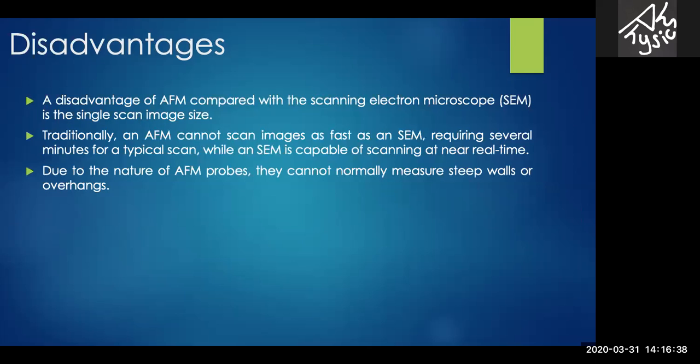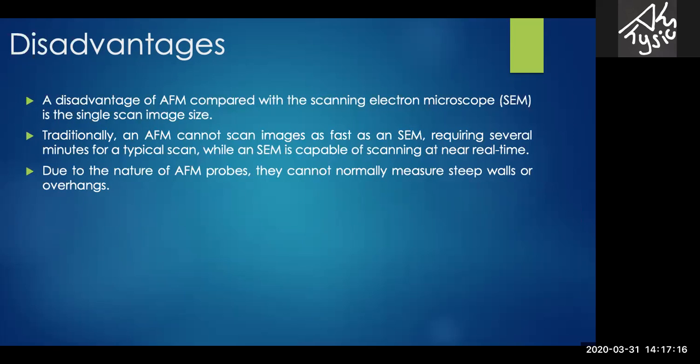The disadvantages of this system. A disadvantage of AFM compared to scanning electron microscopy is the single scan image size. The scanning electron microscope can image an area on the order of square millimeters with a depth of field on the order of millimeters, whereas the AFM can only image a maximum scanning area of about 150 by 150 micrometers and a maximum height on the order of 10 to 20 micrometers.